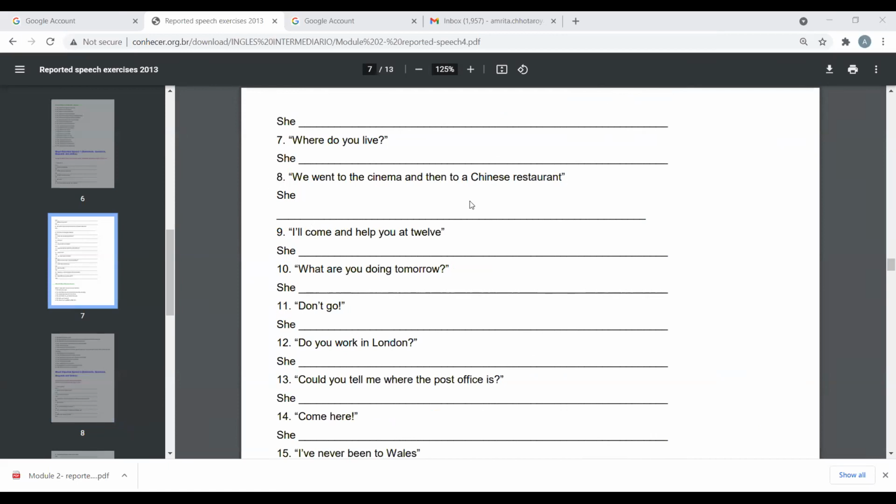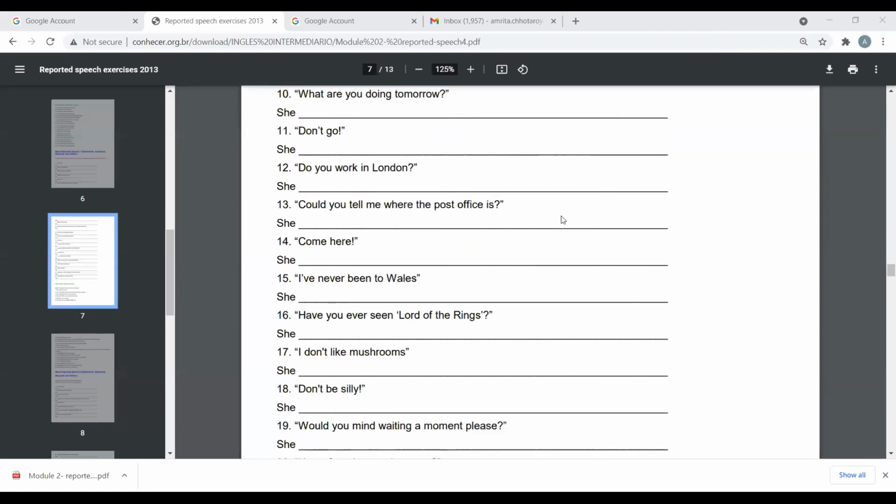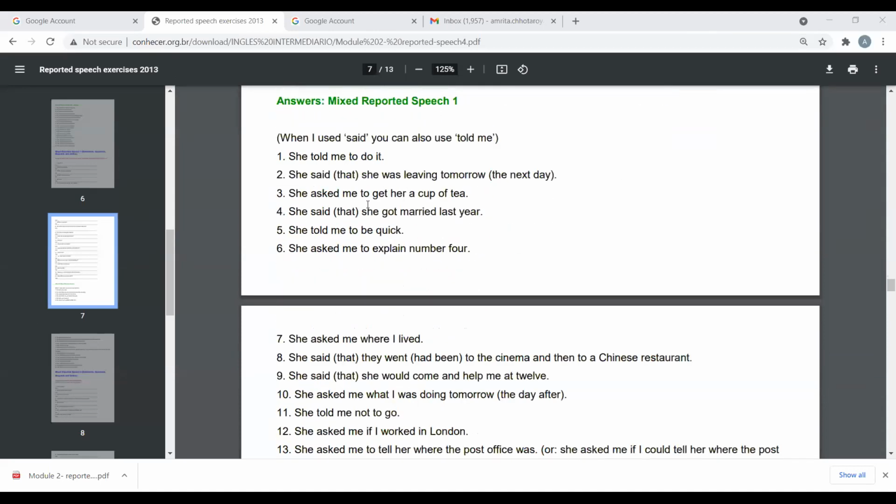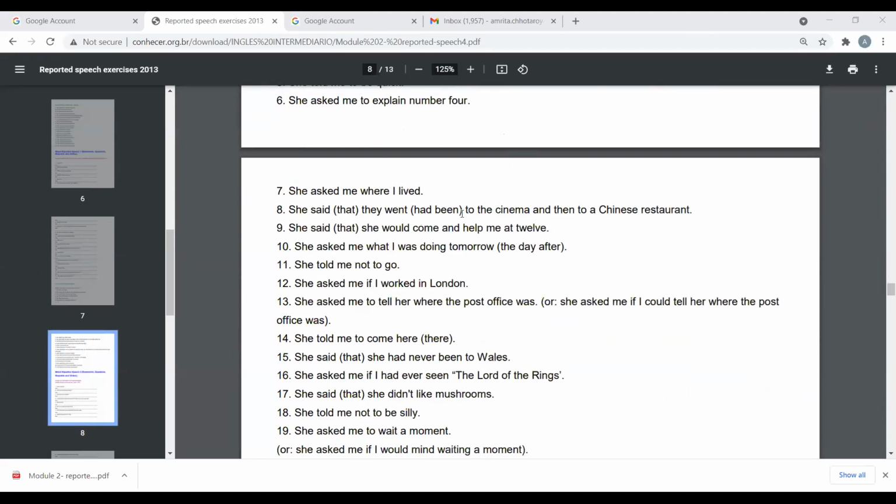Number eight, we went to the cinema and then to the Chinese restaurant. Let's see number eight, what's the answer? She said that they went or they had been. You can also use they had been. They went to the cinema and then to a Chinese restaurant, or they had been to the cinema and then to a Chinese restaurant. All the possible answers are given here. Other than that, anything will not be right. So I'm giving you the options of what will be right.